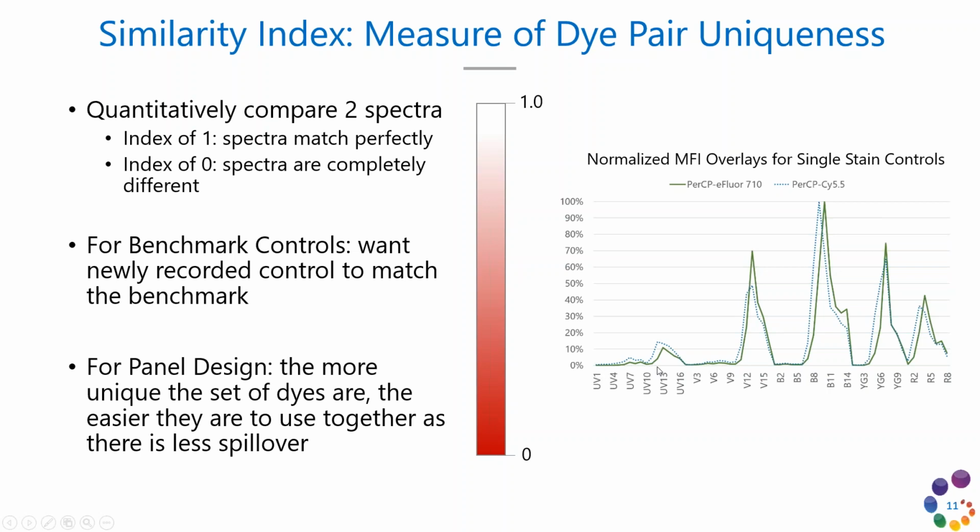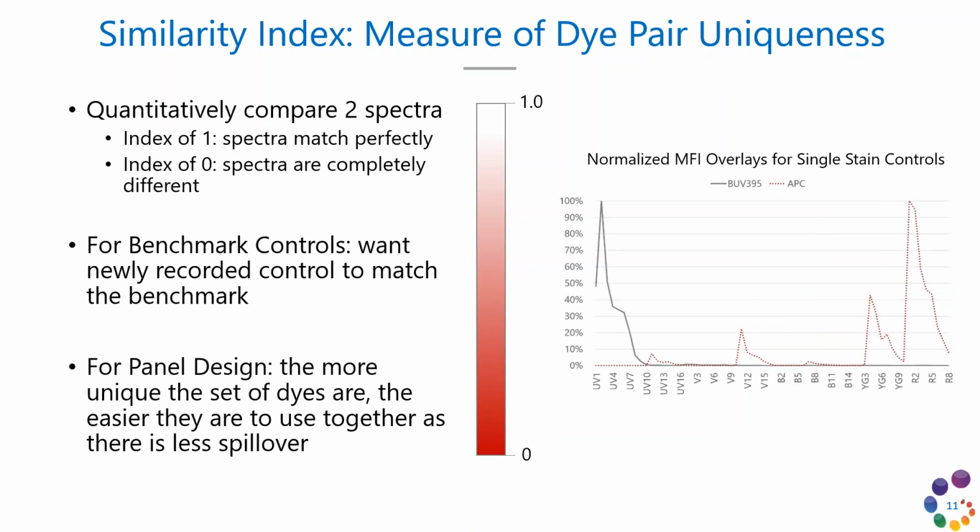In green, you're seeing PerCP-eFluor 710, and in the dotted blue line, you're seeing PerCP-Cy5.5. What you can see between these two is they're quite similar in their emission characteristics. It's almost like they're emitting in the exact same places on each laser line, and they're both excited by all 5 lasers on board the system. So when two dyes have such close emission characteristics, you wouldn't be surprised that they have quite a high similarity index score. For this particular combination, it was 0.9.